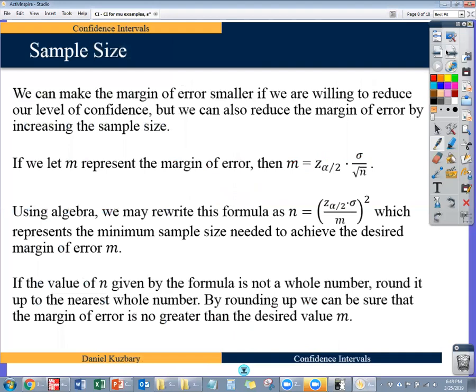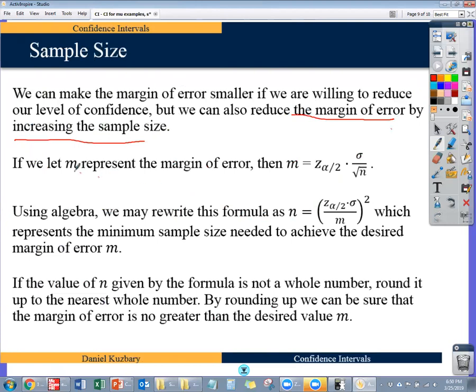Okay, so there's one other thing that we can do with this confidence interval knowledge that we have. Suppose we're going out to take a poll, or we're going out to get some data, and we want the margin of error to be a certain size. We can make the margin of error smaller if we're willing to reduce our level of confidence. But we could also reduce the margin of error by increasing the sample size.